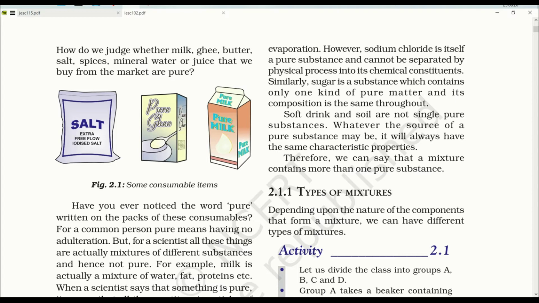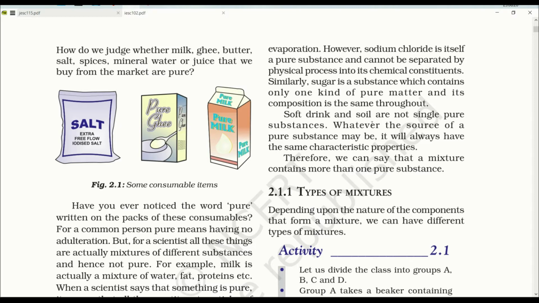Similarly, sugar is a substance which contains only one kind of pure matter and its composition is the same throughout. Soft drink and soil are not single pure substances. Whatever the source of the pure substance may be, it will always have the same characteristic properties. Therefore, we can say that a mixture contains more than one pure substance. So, sugar is pure, sodium chloride, that is salt, is also pure, but the soda water that we use or the sugar solution that we make at home is not pure.